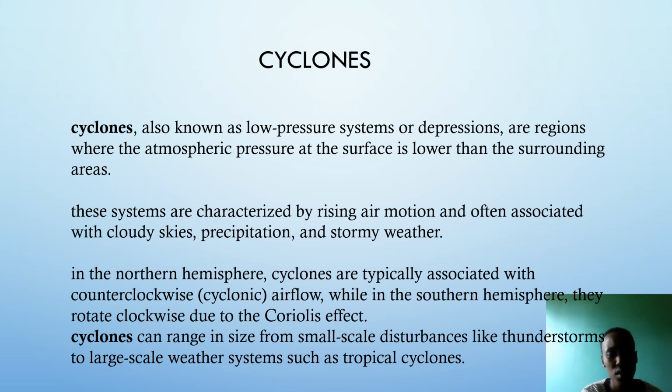Mostly in the northern hemisphere, cyclones are typically associated with counterclockwise airflow, while in the southern hemisphere they rotate clockwise due to the Coriolis effect. Let's continue. Cyclones can range in size from small-scale disturbances like thunderstorms to large-scale weather systems such as tropical cyclones.